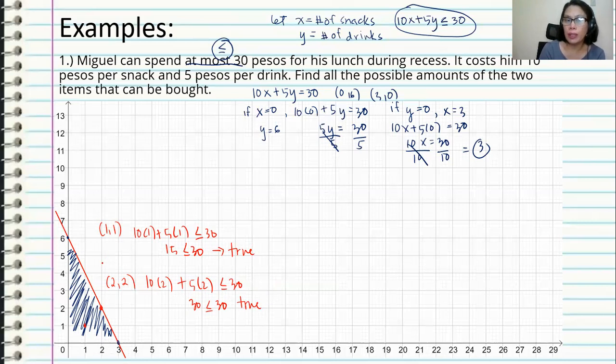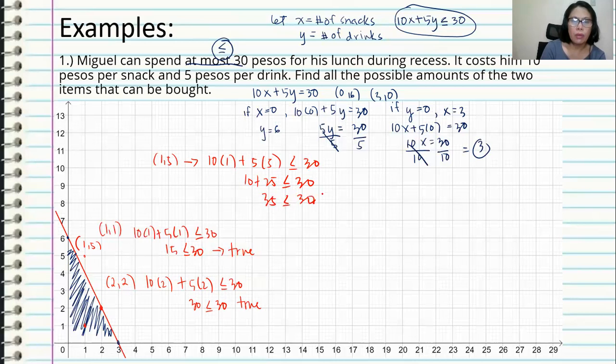Now, what if we go beyond the shaded region? Like we consider this point, and this is 1, 5. Okay, so if you consider 1, 5, substituting 1, 5 to the inequality, we have 10 times 1 plus 5 times 5 is less than or equal to 30. So this is 10 plus 25 is less than or equal to 30. 35 is less than or equal to 30. Now, this is a false statement. That's why 1, 5 is not a possible solution for this inequality problem. Okay? So let's proceed with the next example.